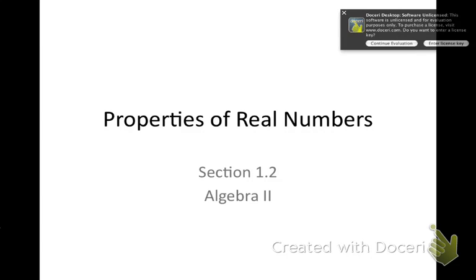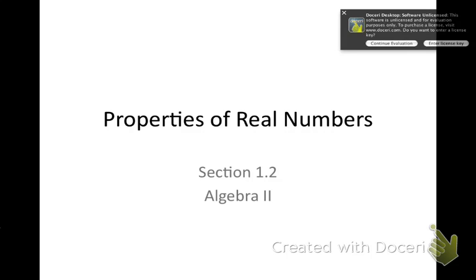All right, properties of real numbers, section 1.2. Yes, we are in Algebra 2 here. Today essentially is going to be all the properties of why we can do the different shortcuts and arrangements of numbers that we can. For the most part, it can be review.